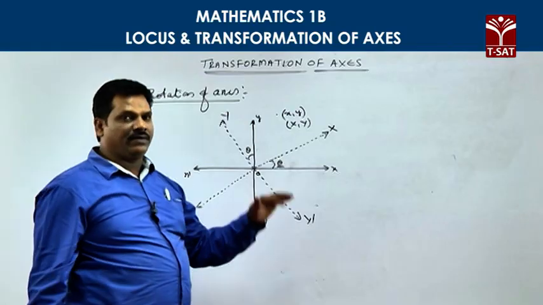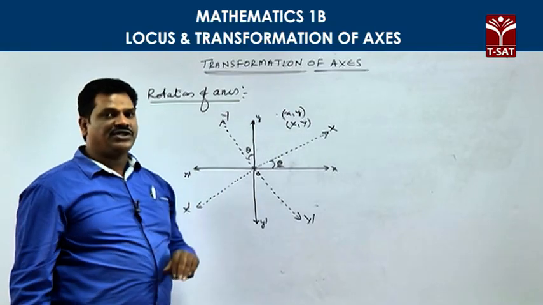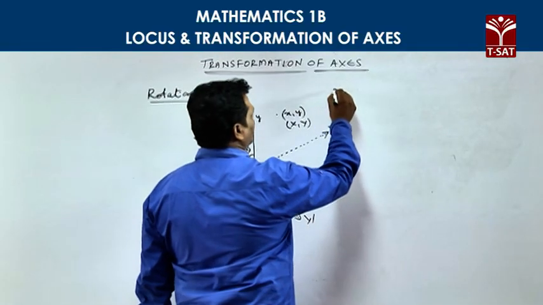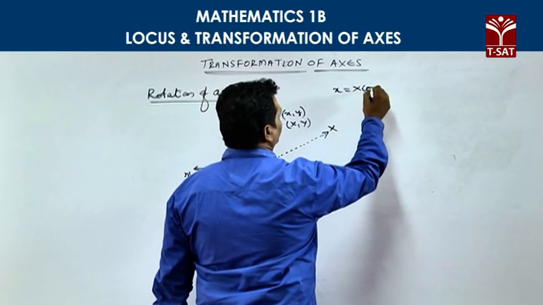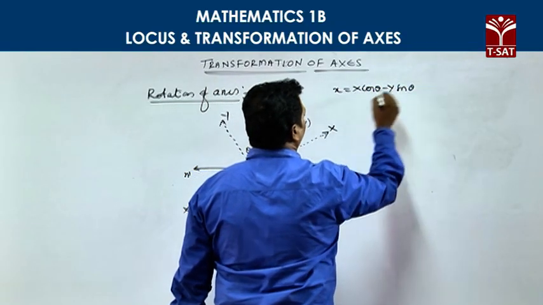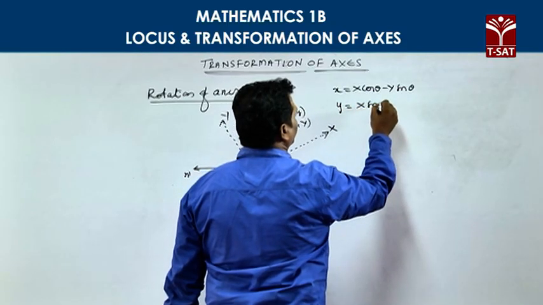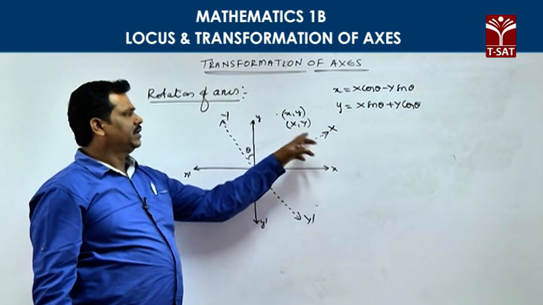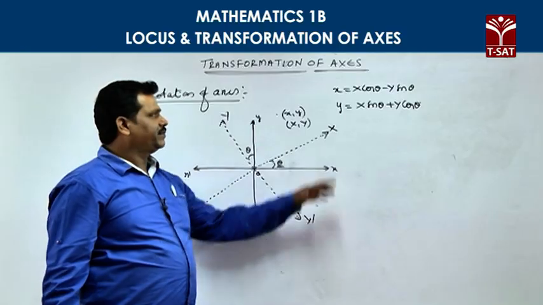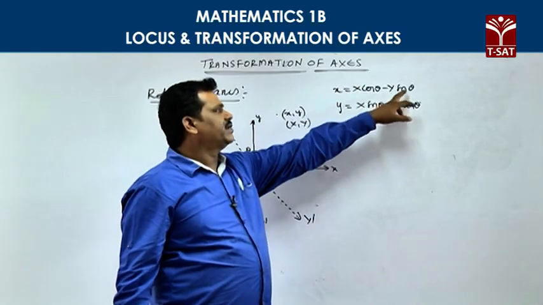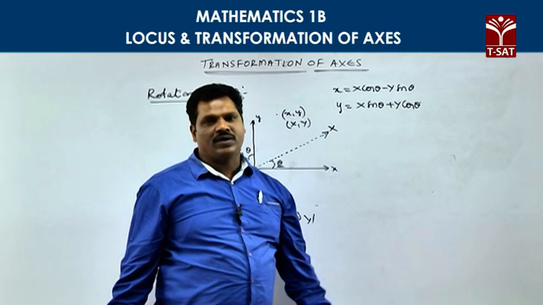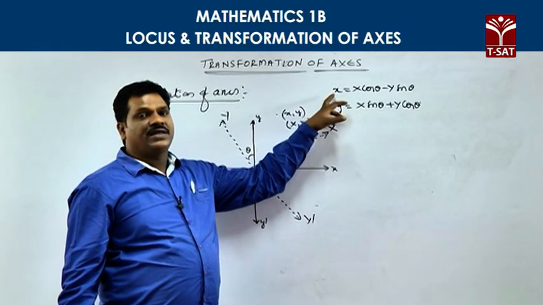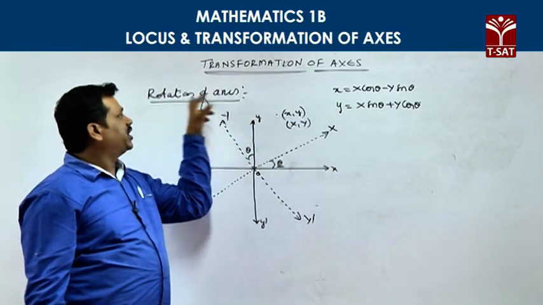Then in this definition of rotation of axis, the relation between the original axes and the new axes is small x equals capital X cos theta minus capital Y sin theta, small y equals capital X sin theta plus capital Y cos theta. Taking a right angle triangle, we get the original points. This is the relation between the original axes and new axes by rotation of axis.